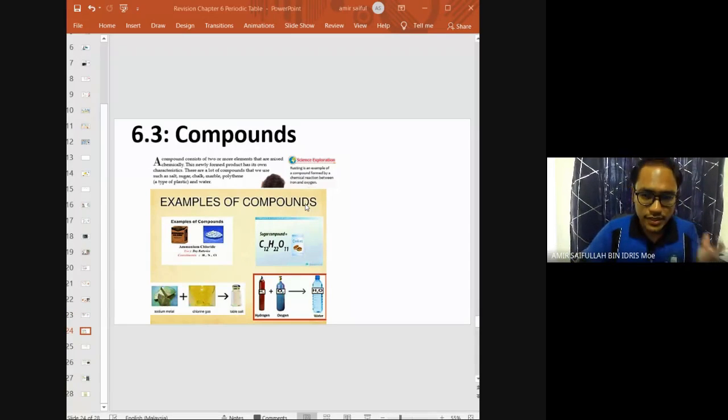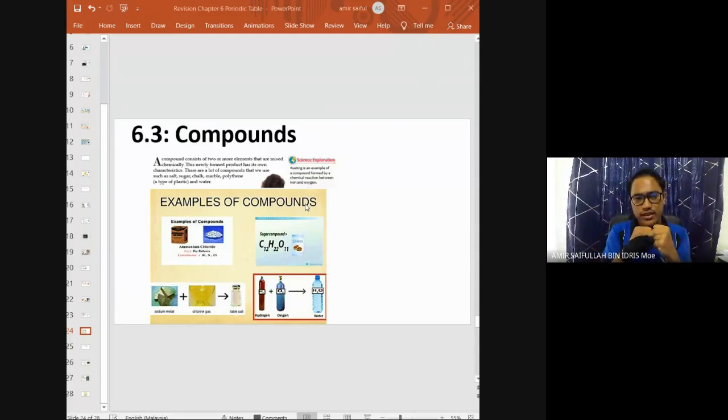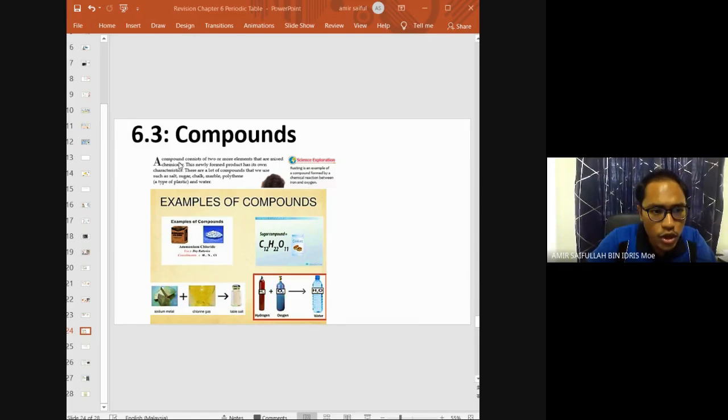Okay, next is the compound. Just now we learned mixture. Mixture, they are found in one place, but they are not mixing together, so it is easy to separate them by using all the 6 methods. But now compound. What is compound? Compound consists of 2 or more elements that are mixed chemically. Now they already kahwin, sudah kahwin.